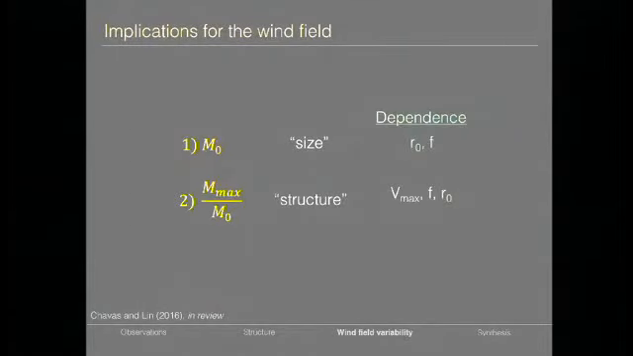OK, so what are the implications then for the wind field? We basically have M naught depending on R naught and F, and then the structural quantity depending on R naught and F as well as V max. So we have basically three parameters to play with. And we want to relate this back to what I talked about at the beginning, about how the wind field varies in nature. So three relevant parameters.